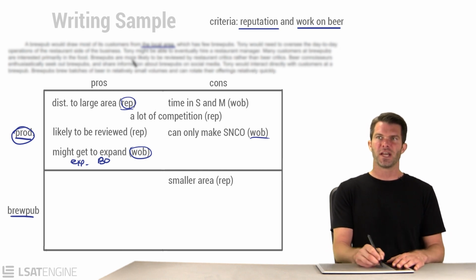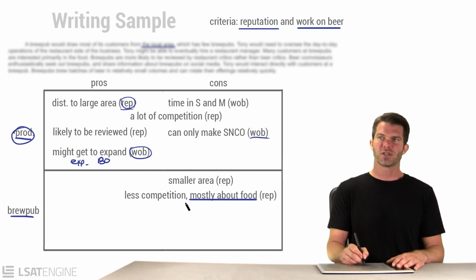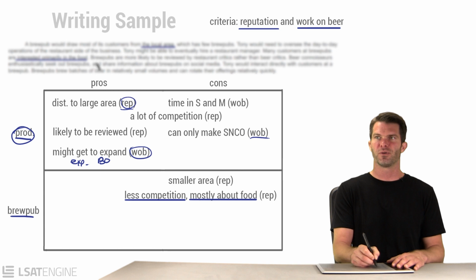Tony needs to oversee the day-to-day operations of the restaurant side of the business. Well, he definitely doesn't want to do that. That's a big-time con. And they tell us that this is mostly about food a little bit later. Many of the customers at brew pubs are primarily interested in food. So the less competition thing is a pro. It's kind of in the middle here, but the fact that brew pub is mostly about food, or that people are interested primarily in food, many of the customers, that's a con.